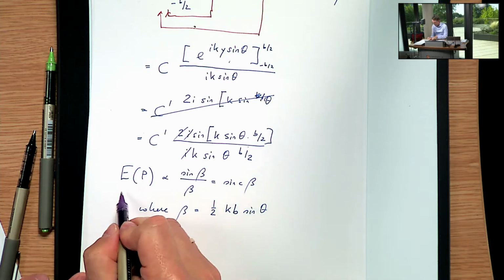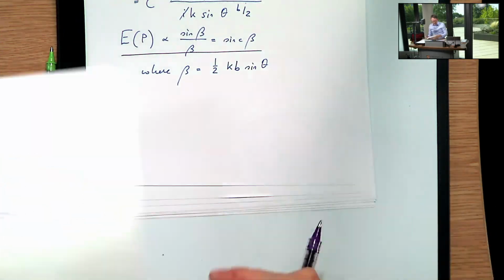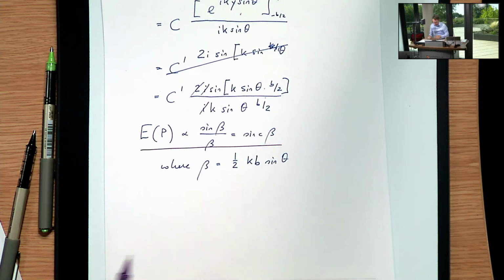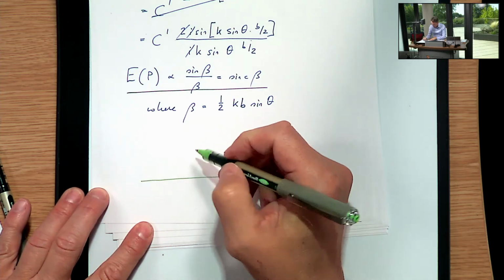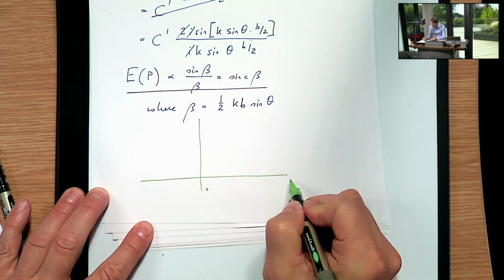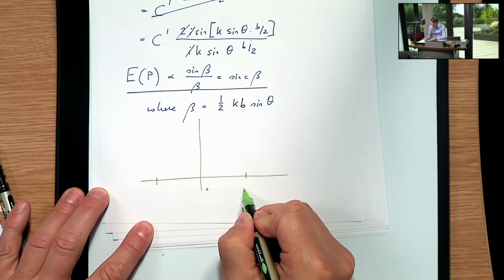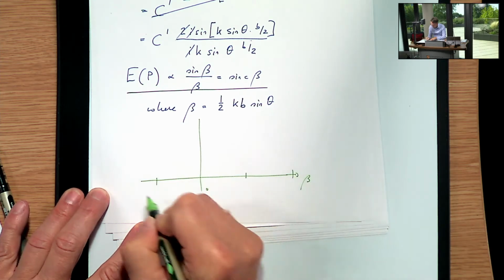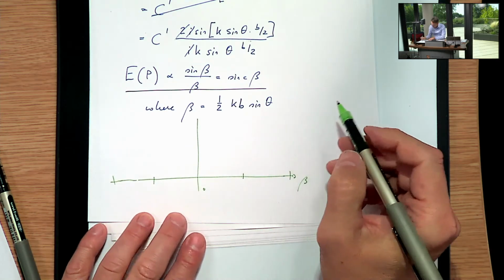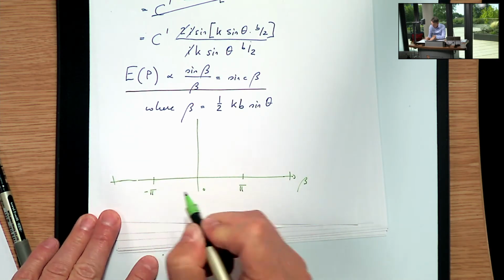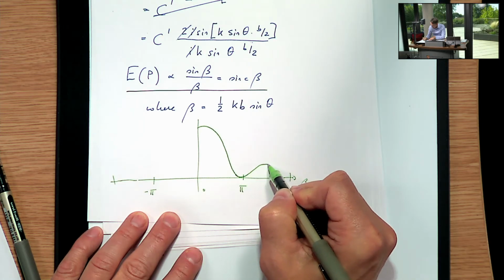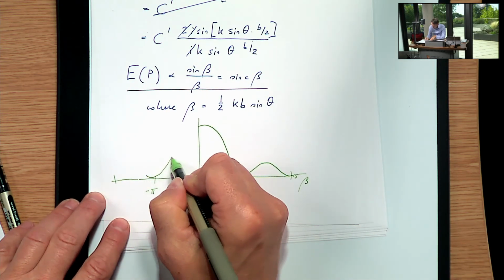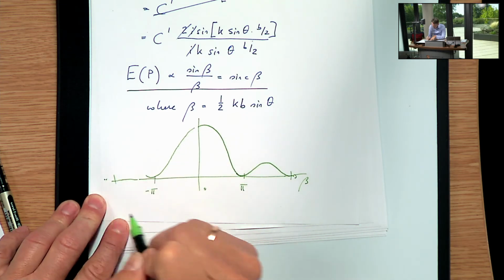Okay, so you see what that means. The sinc, let me just look at this again. So if I plot this sinc function as a function of beta, then you get pi, minus pi. It will look something like this.